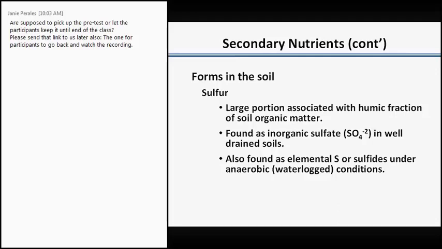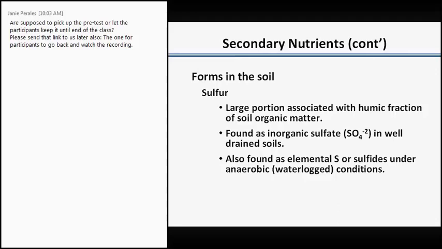A large portion of it is associated with the humic fraction of the soil organic matter, so it's associated with the organic molecule. So we have an organic source of sulfur, and we have the inorganic sources of sulfur. The organic sulfur associated with the organic matter has to go through the mineralization process to be available to the plant, because it converts it from the organic source of sulfur to the inorganic sulfate, which is plant available. So sulfate is the dominant form of sulfur that is taken up by plants, and it's the dominant form of sulfur that we have in most soils.